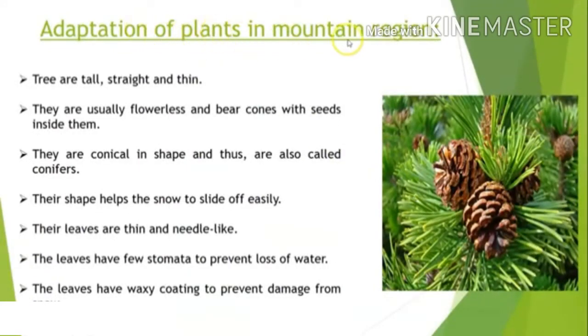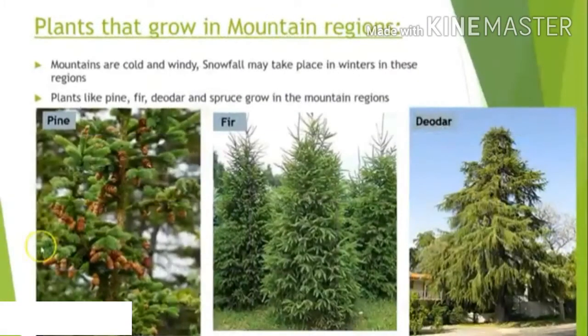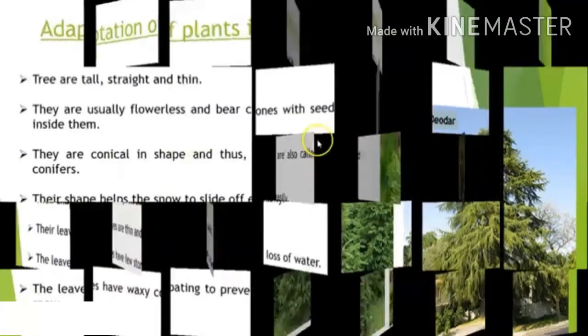Adaptation of plants in the mountain region. So see, this is a pine tree. You can see the leaves of the pine tree and this conical thing that is present on the tree. In the last slide we have seen this pine tree. So it has this conical thing attached to the plant. These are long trees having the conical thing attached, and you can see the leaves also in this picture.